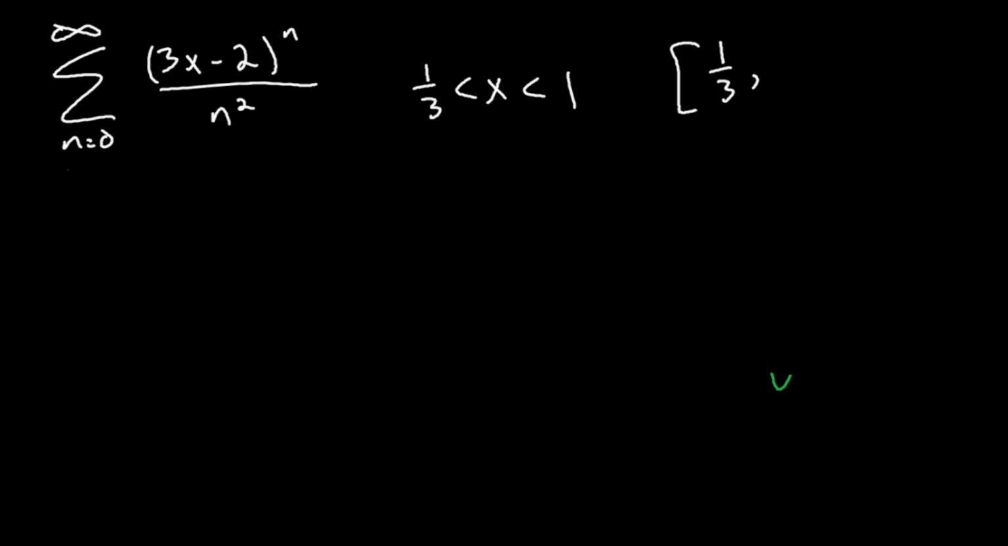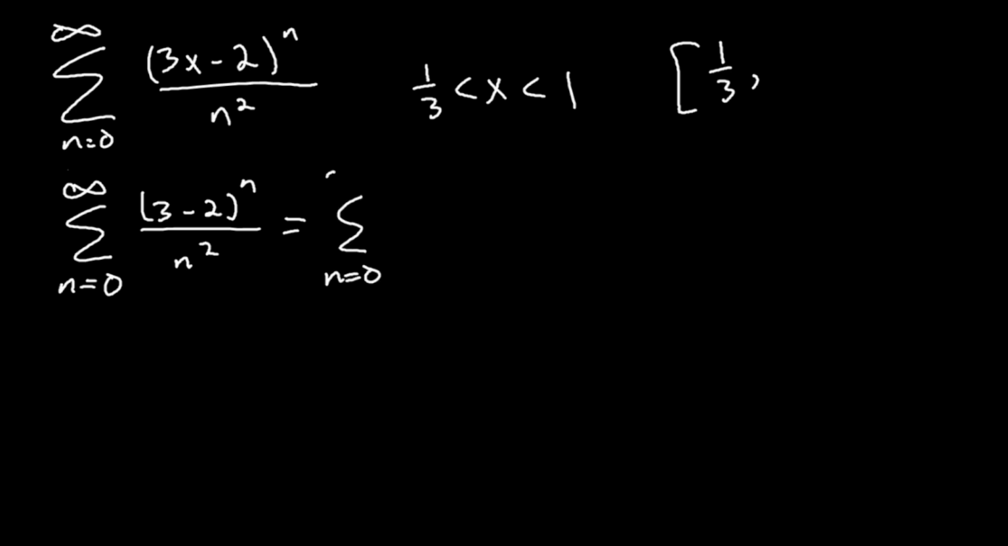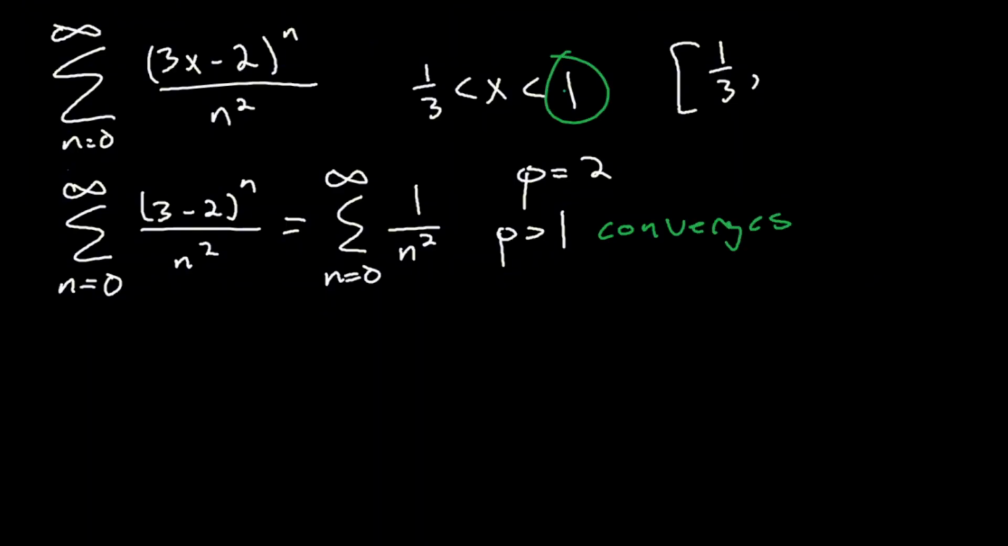Okay, how about 1? If we test 1, we should get (3 - 2)^n over n squared. If we rewrite this series, we get 1^n over n squared, and 1 to the power of n is just 1, right? So we get 1 over n squared. Well, this is a simple, plain old p-series. p is greater than 1, therefore this series converges as well. So when x is equal to 1, your series also converges.